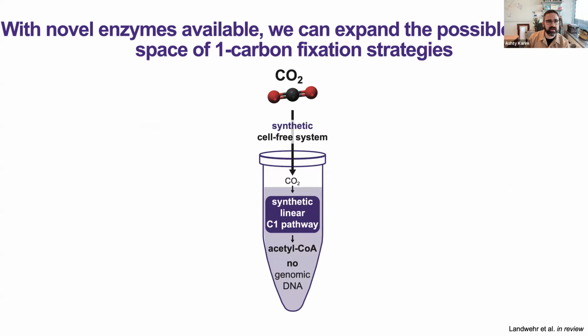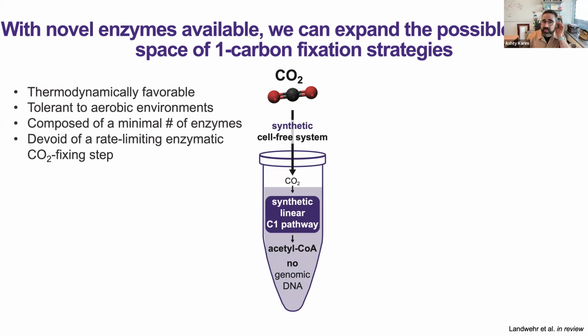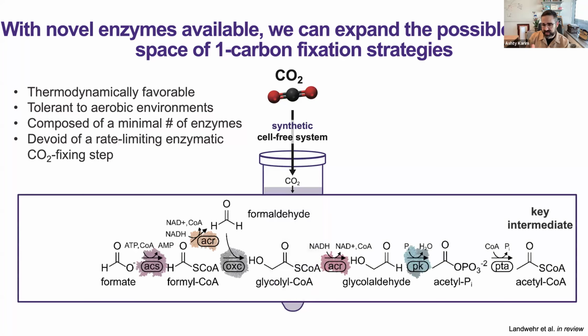And the way that it kind of works is the idea is we could take CO2 and convert it to something soluble like formate and make acetyl-CoA, a key metabolic node. The idea is to create a pathway that's thermodynamically favorable, tolerant to aerobic environments, composed of a minimal number of enzymes, and devoid of that rate-limiting CO2 step, bypassing it in some way.